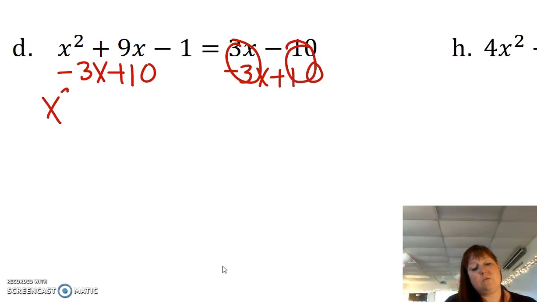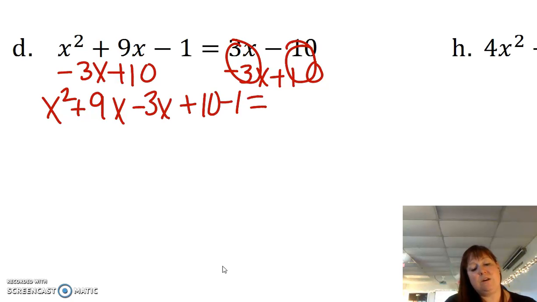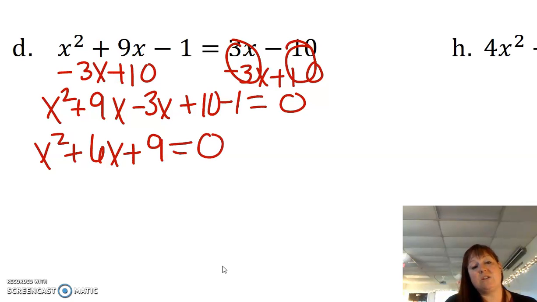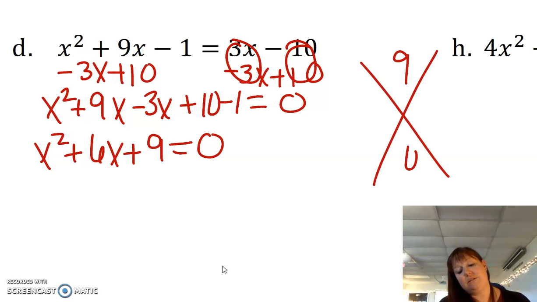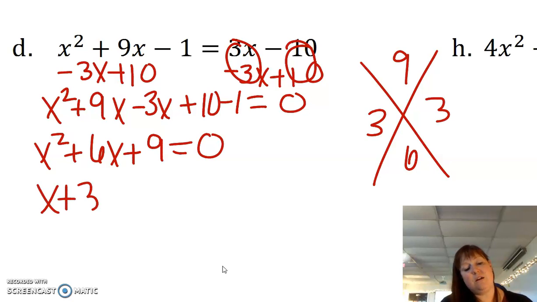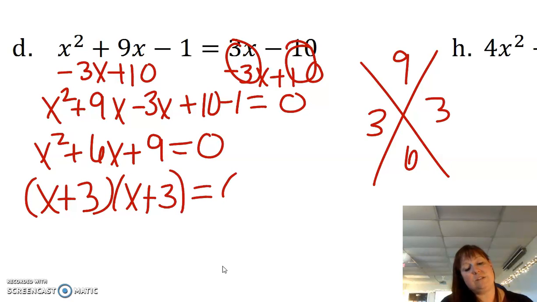So we have x squared plus 9x minus 3x plus 10 minus 1 equals 0. We have x squared plus 6x plus 9 equals 0. And then we look for factors. Is there anything that multiplies to 9 and adds to 6? I believe there is. 3 and 3. So I have x plus 3 times x plus 3 equals 0.